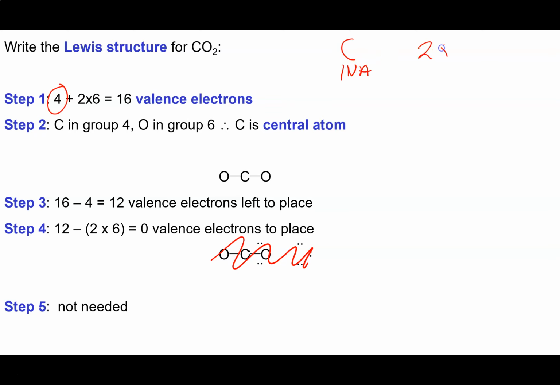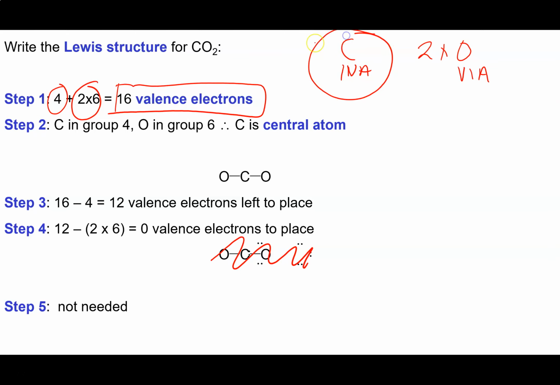And then we've got 2 times oxygen. Oxygens are in group 6A, so that means we've got 2 times 6 for these guys. There they are there. So 4 plus 12, 16 electrons to work with. Now, our rule for deciding which atom goes in the middle is that the one with the lowest group number goes in the middle, which in this case is carbon. So carbon goes in the middle and the 2 oxygens are on the outside.